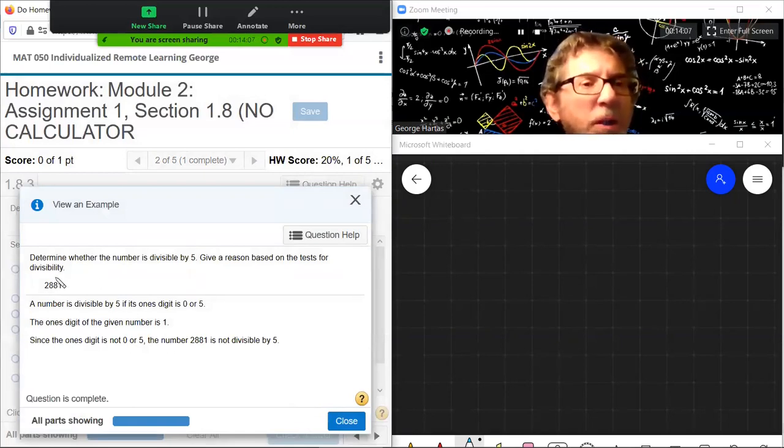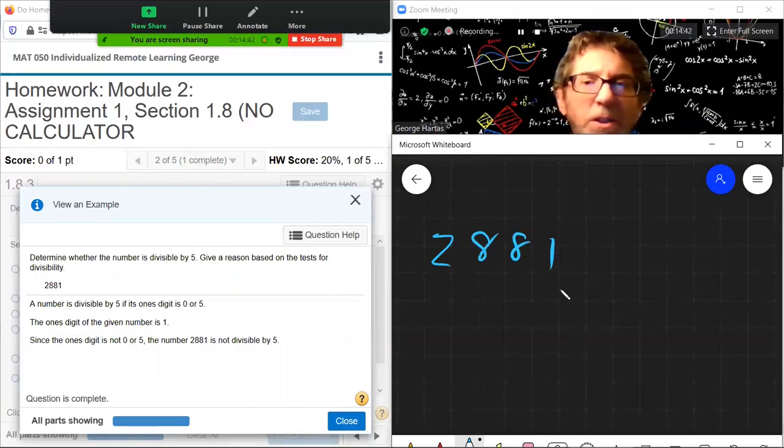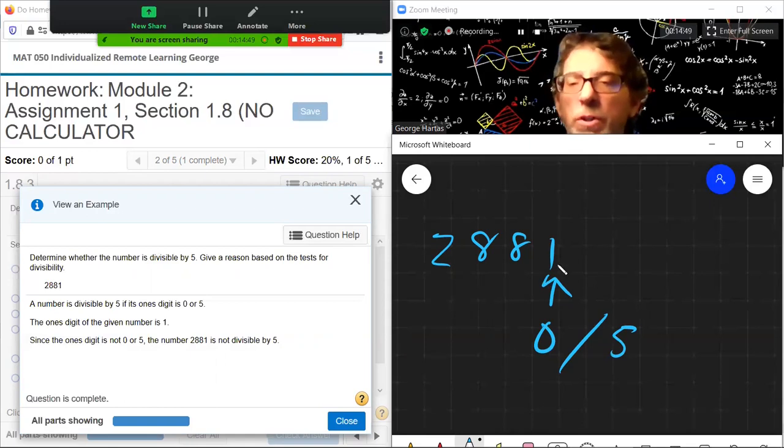Determine whether this number is divisible by 5. Give a reason based on the test for divisibility. So here's the rule right here. A number is divisible by 5 if its ones digit is 0 or 5. Oh, so we're not going to add the digits for the number 5. Okay, it's a different rule because it's a different number. That makes sense. Also, it might make intuitive sense for you that regardless of how big the number is, if the ones digit is a 0 or a 5, then we know 5 goes into it. If this ones digit is something else other than 0 and 5, 5 does not divide into it.